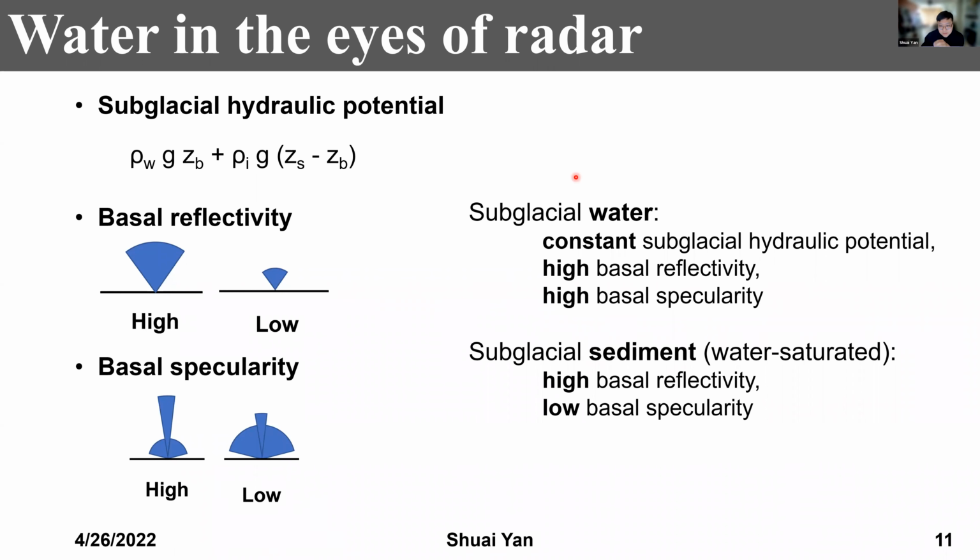So to identify water, we need to see a constant hydraulic potential, or a zero hydraulic slope. And we require high reflectivity and specularity. And sometimes we see spots with high reflectivity, but the specularity is not as high as we would expect for water. And that's an indicator for sediment beneath the ice sheet, water-saturated sediment.